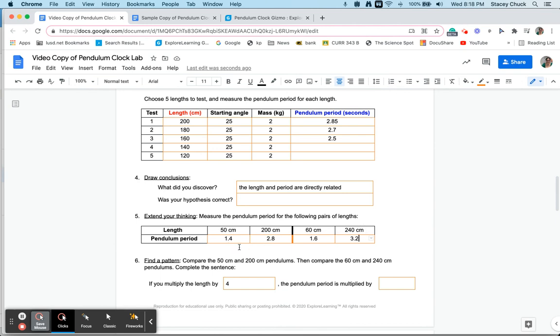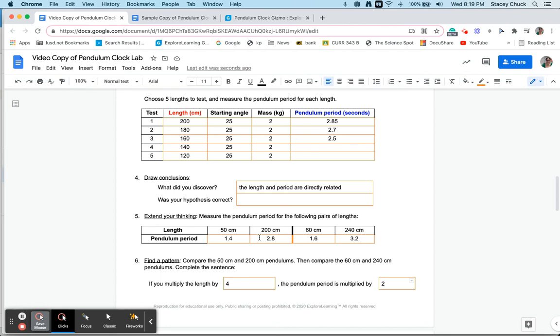Then you do the same thing for the pendulum period. So the pendulum period is 1.4 for 50 centimeters times what equals 2.8. And so you would do 2.8 divided by 1.4, which would be times 2. So the answer here is 4 and 2. If I multiply the length of the pendulum by 4, 50 times 4 is 200, then I double the period. So I would multiply it by 2.